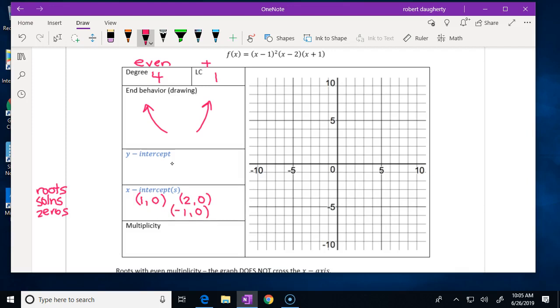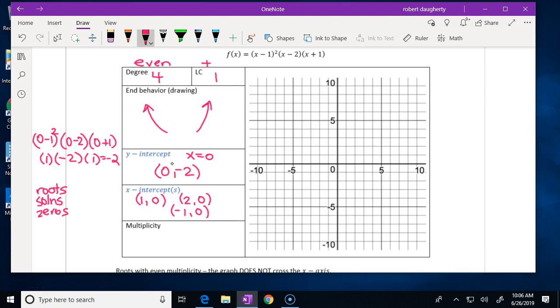Now to find your y-intercept, remember the y-intercept is what you get when you set x equal to 0. If I set x equal to 0, then I'm going to get what? 0 minus 1 squared times 0 minus 2 times 0 plus 1. So 0 minus 1, that's negative 1 squared, that I get 1. So this is 1 times negative 2 times 1. This is just negative 2. So the y-intercept is going to be the point (0, -2).